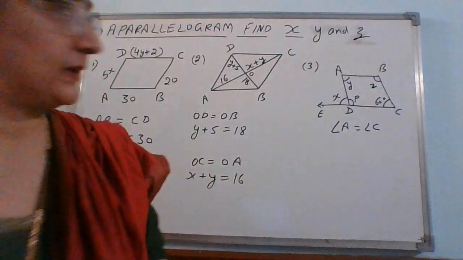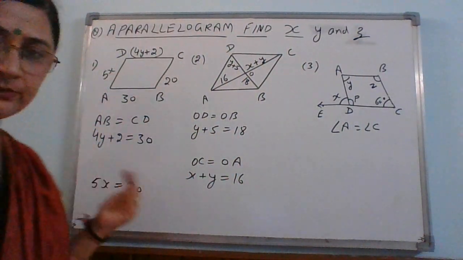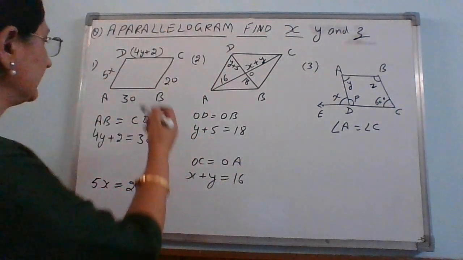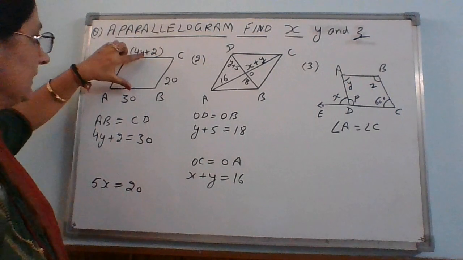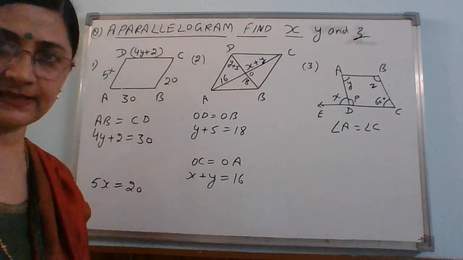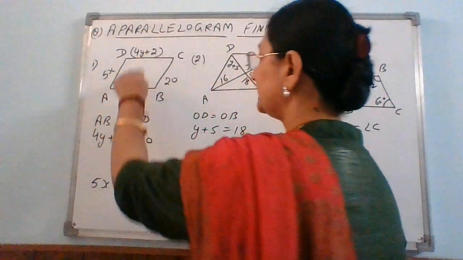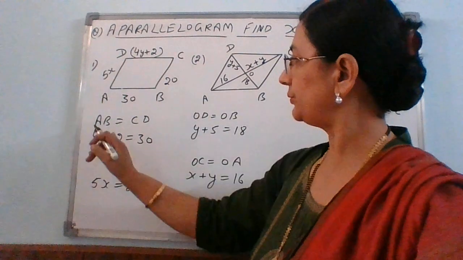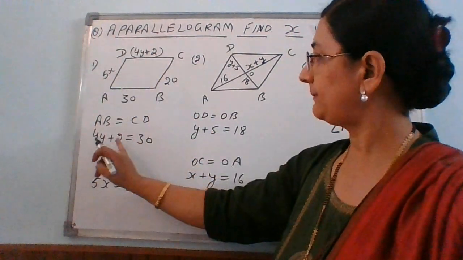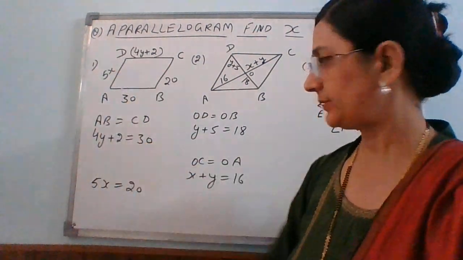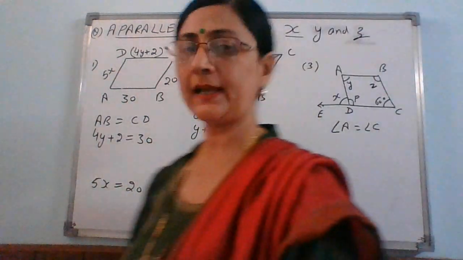Okay children, now let us see the first figure. This is a parallelogram, we know that, so we can apply the properties of a parallelogram, right? So here the parallelogram says opposite sides are equal, so I've just equated AB is equal to CD, opposite sides are equal. Now what are the equations? You just write them down, right? 4y plus 2 is CD and this is AB. I have written it this way. So this equals this. You can solve the equation and you can find out.